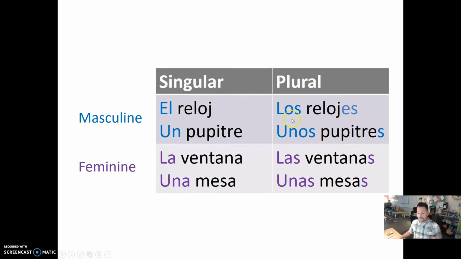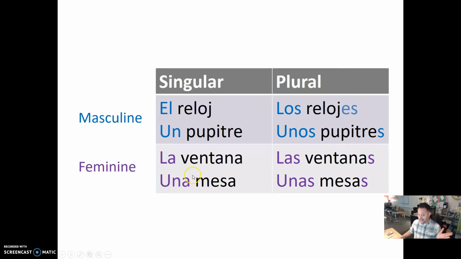But if you want to make clocks plural in Spanish, not only do you have to add an ES to the word reloj to make it relojes, but that el has to change to a los. Again, what you got to do in Spanish is you got to match it up. Matchy matchy is what you got to do in Español, okay? El reloj, los relojes. Same approach for un pupitre, okay? Everything has to be plural now, including the article. Un pupitre if it's singular. Unos pupitres if it's plural, okay?